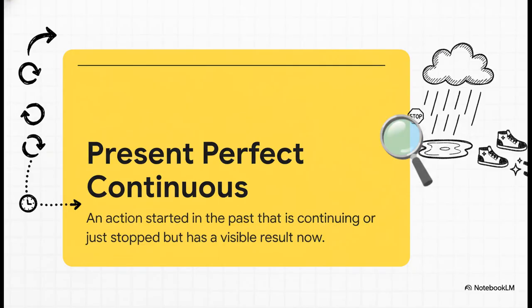Okay, so here are its two big functions. First, it's for an action that kicked off in the past and is still going on. Think about learning a language, right? It's a process. And second, it's for an action that just finished but left some evidence behind. Just like the rain and our wet ground, it connects what was happening to what is.